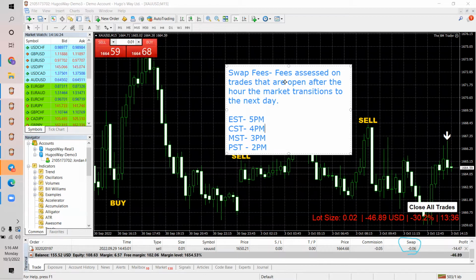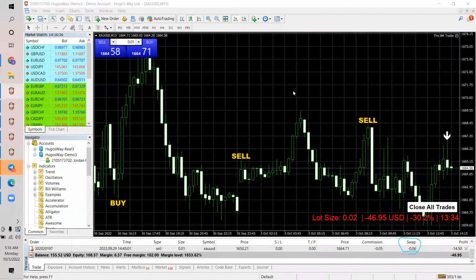Okay, perfect. Now, the idea behind the swap fees, that's something that the broker charges. That's not something we have any control over, but the broker charges that fee for every trade that is open after that 3 p.m. Mountain Standard Time hour, for every trade that lasts after that particular hour in the day. And for us, in the grand scheme of things, how much that fee is, is relatively small. It's less than half a pip on most days.